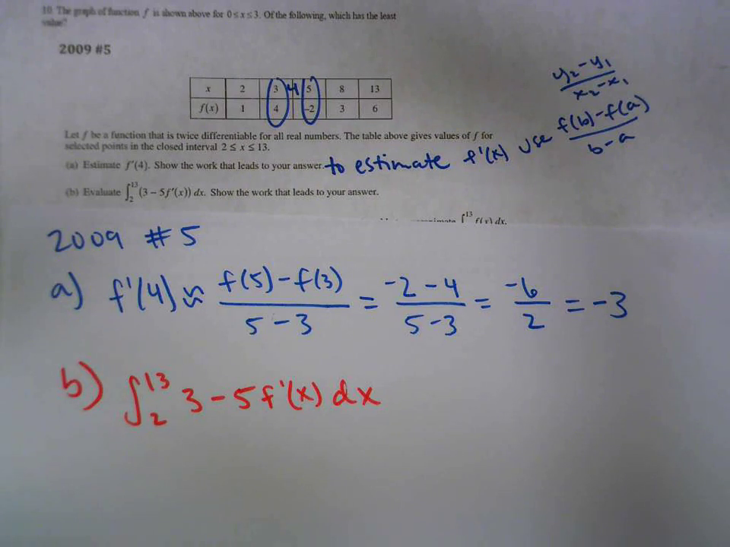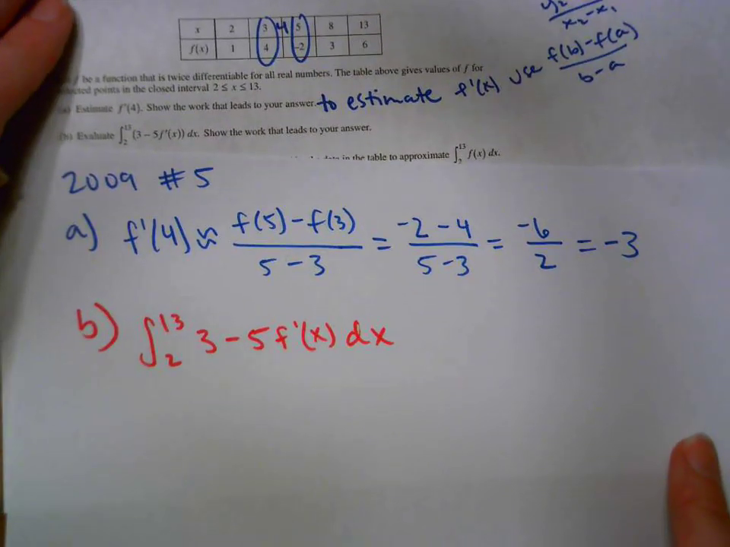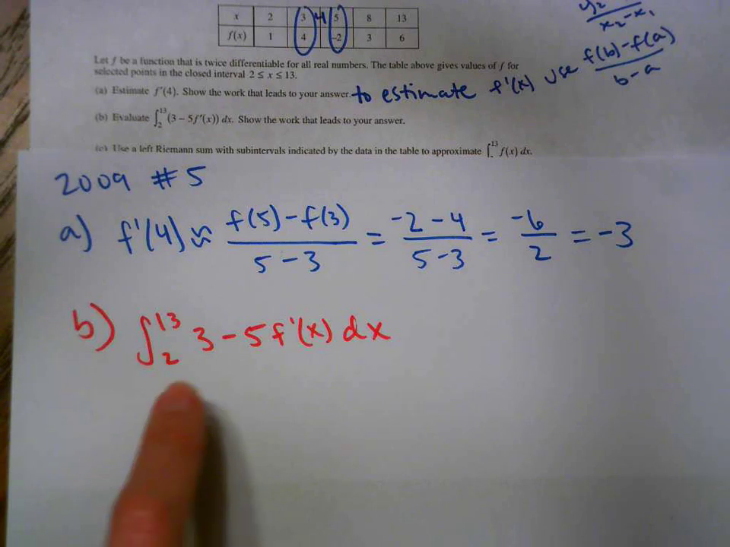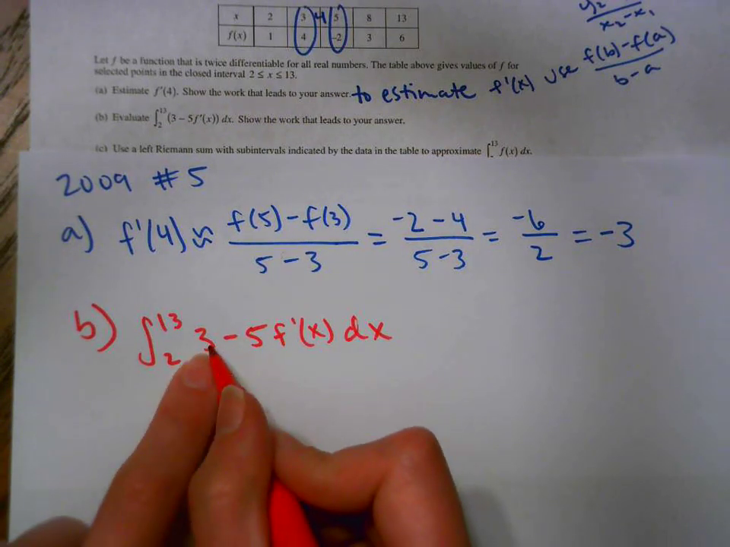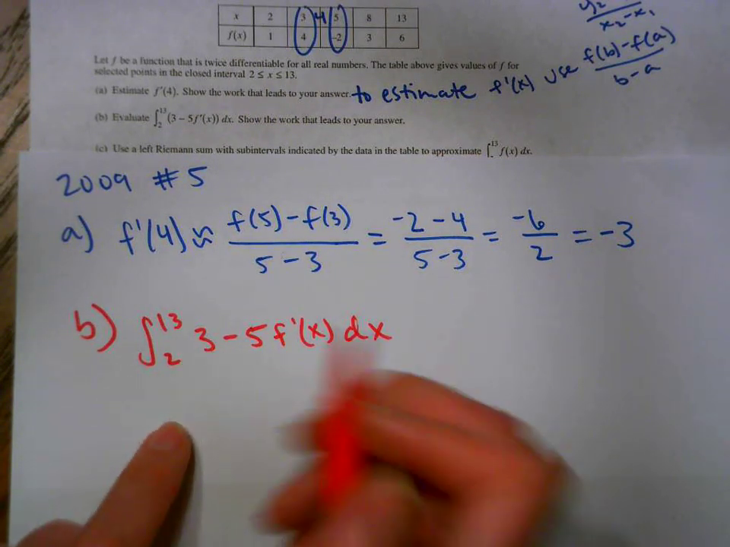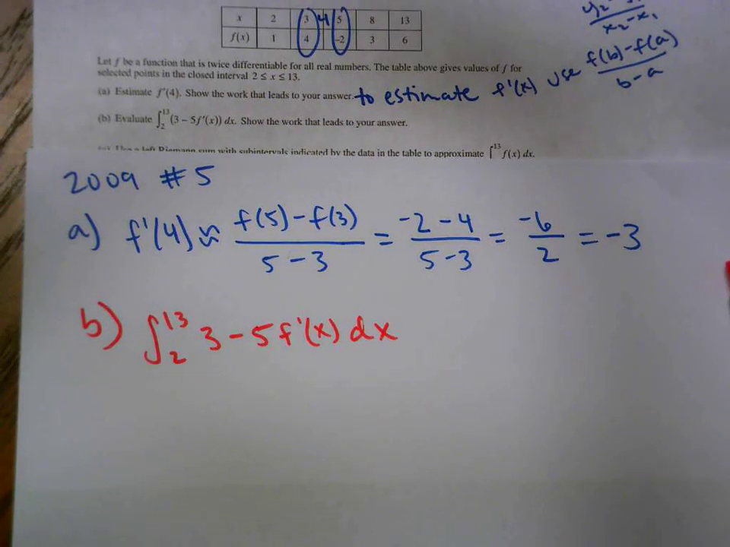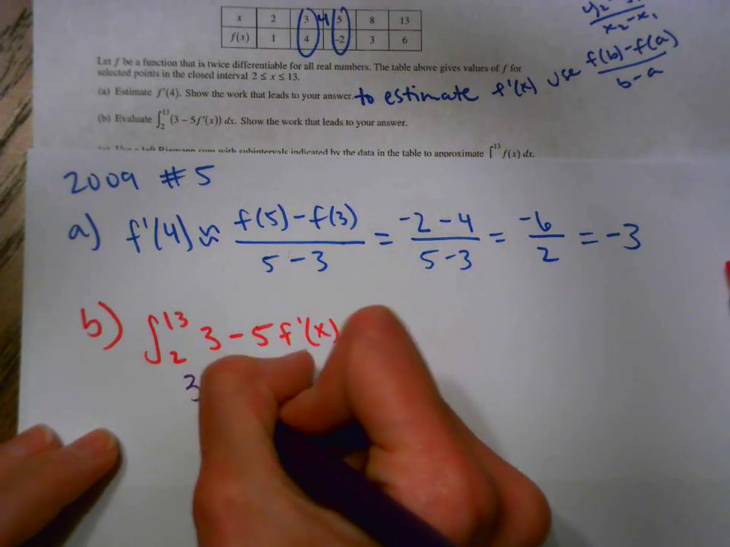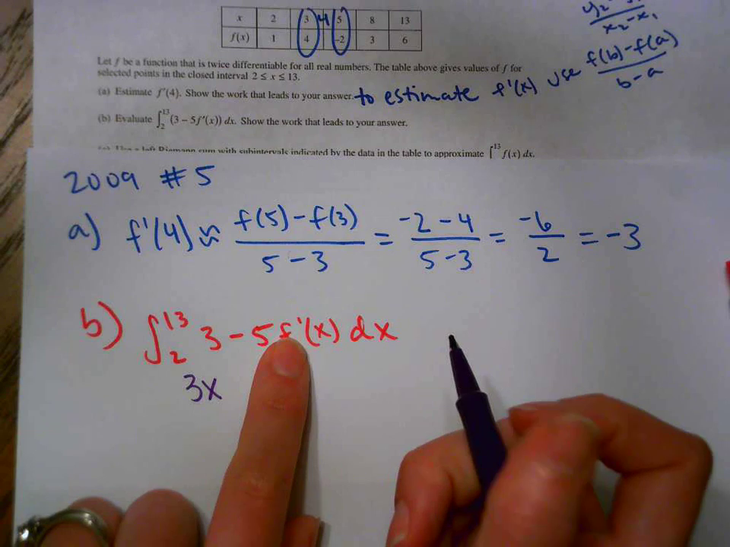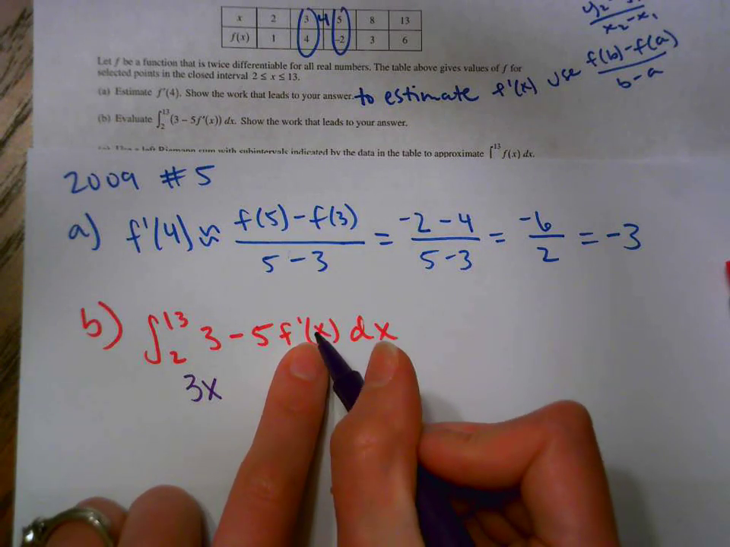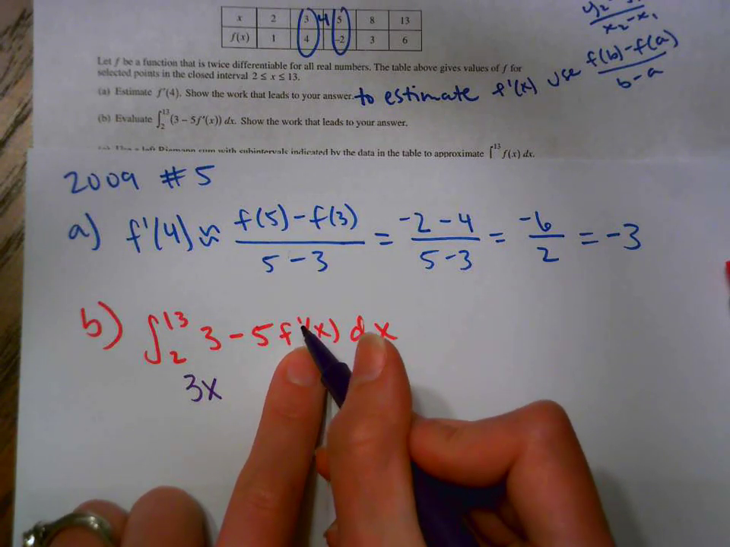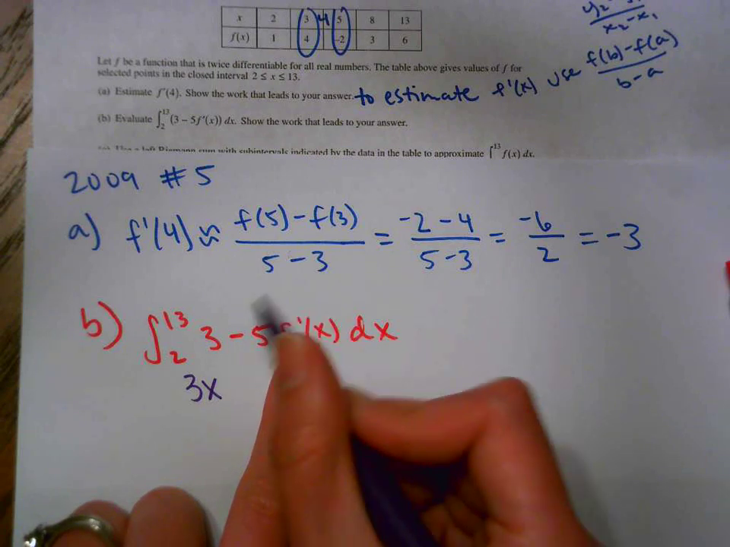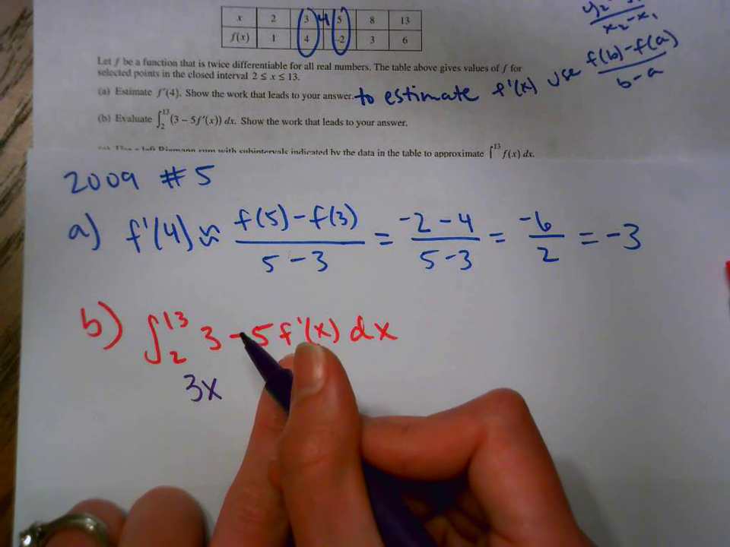So to use fundamental theorem of calculus, you got to first get the antiderivative. So let's think about getting the antiderivative. The antiderivative of 3 is just 3x. Now, how do we do the antiderivative of this? Just think about it in terms of what's the antiderivative of f prime. Go backwards. You would go back to f.